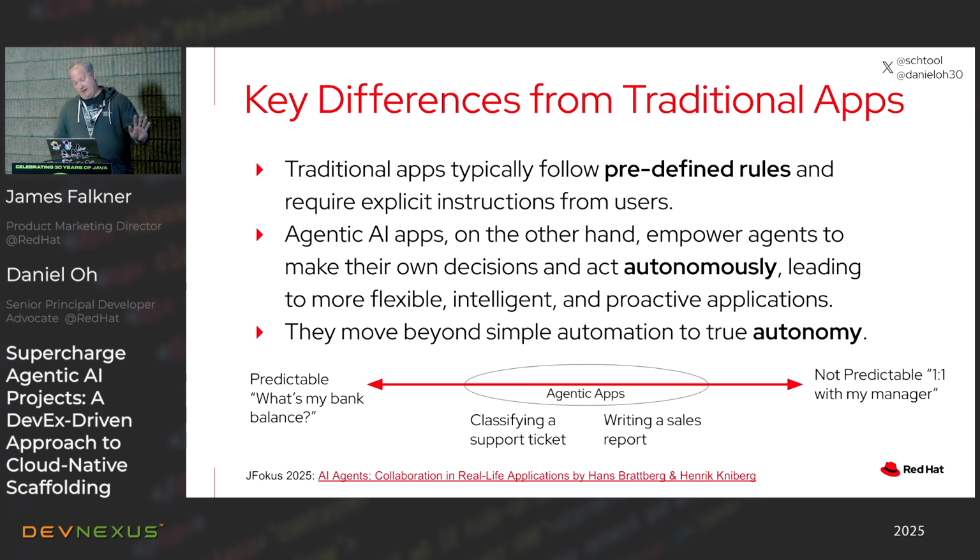And then on the far right is the completely unpredictable nature of a use case. In this case, an example is having a one-on-one with your manager. You're not going to send an LLM to have a one-on-one with your manager. You're going to do it yourself. You might use an LLM to get some ideas, but you're not going to automate that process. So that's completely unpredictable and also not a good use case.